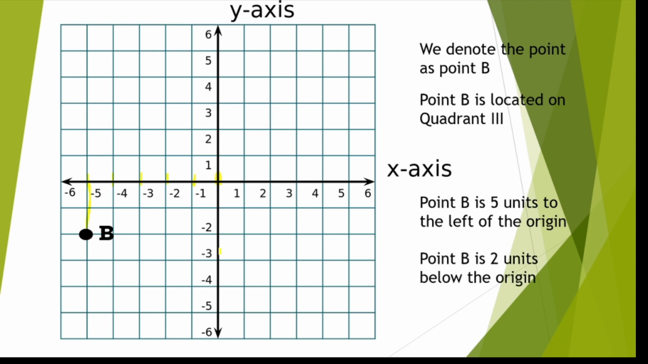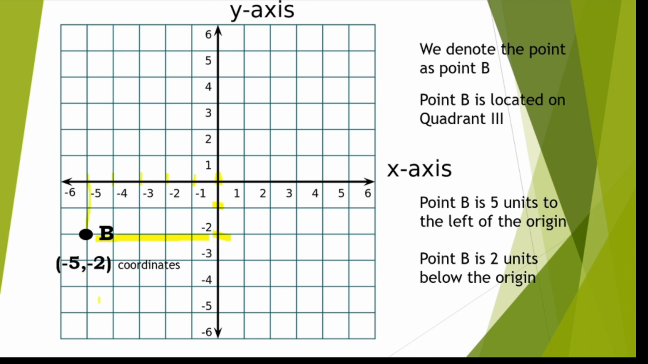And 2 units below the origin. So this is our origin. We have 1 and 2. That is below the origin. So that is the location of our point B. Therefore, what is the coordinate of point B? Very good. Point B has a coordinates of negative 5, negative 2.